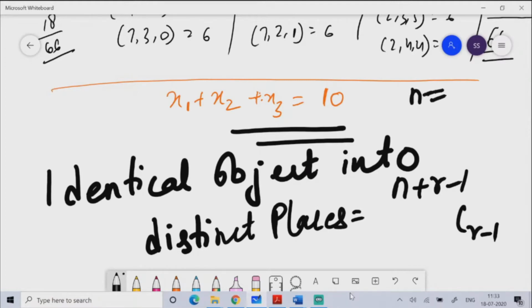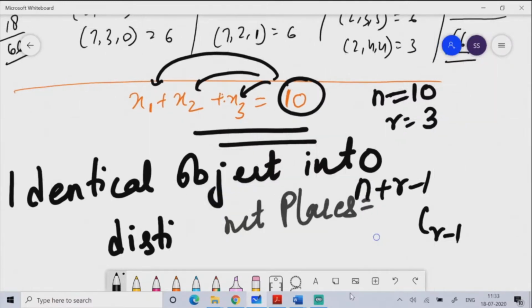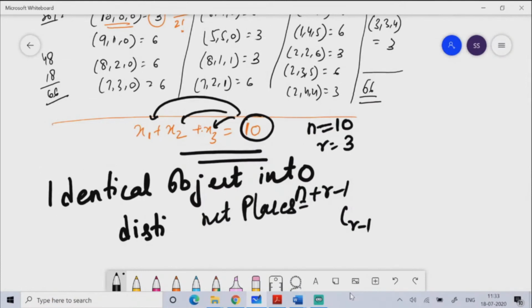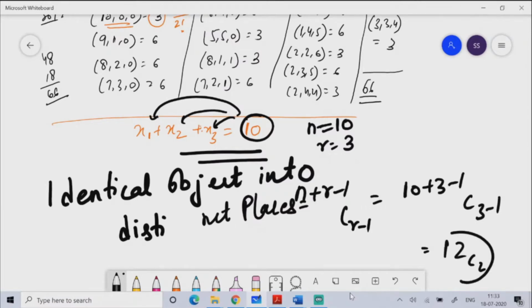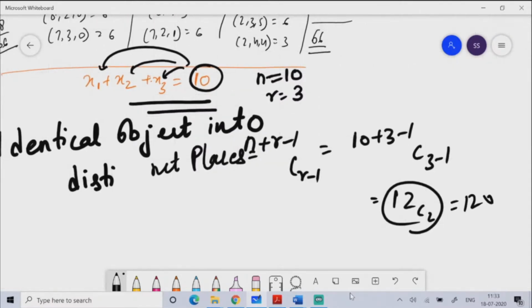Here your n is 10, and what is your r? Your r is 3. Okay, so you are putting 10 identical mangoes into 3 distinct places. So if you solve this, n is 10, this is (3 minus 1) C (3 minus 1), so this is nothing but 12C2. And you know the value of 12C2 is 12 into 11 by 2. You'll get the answer 66.